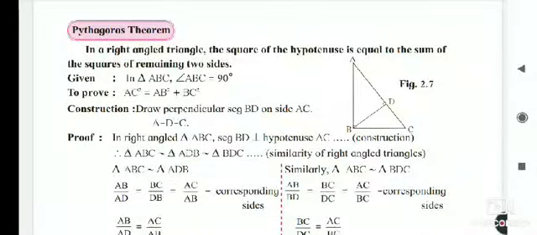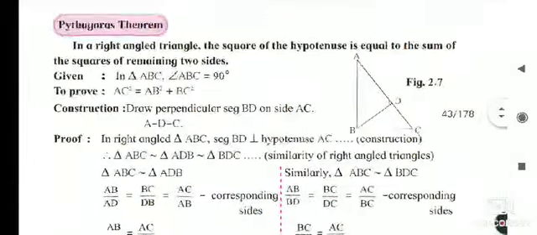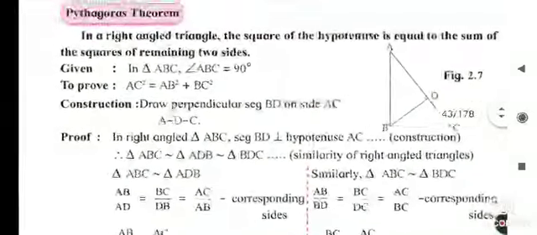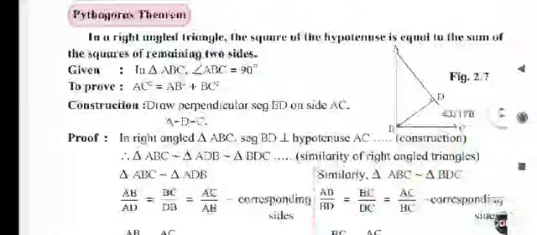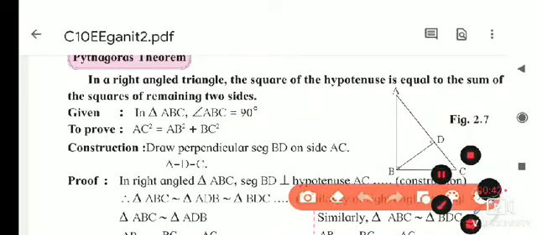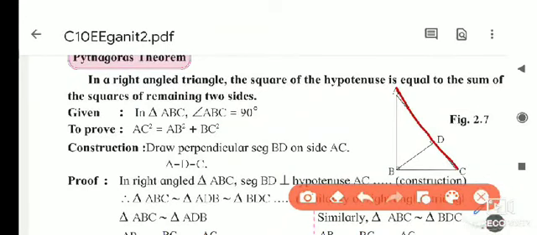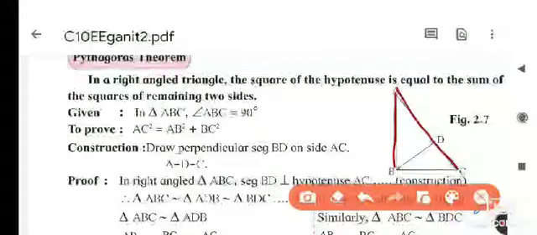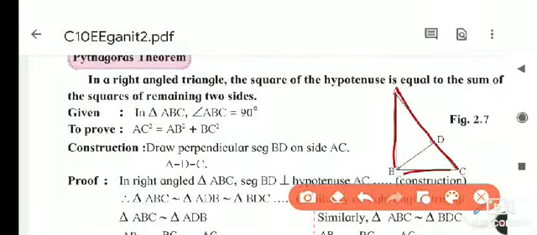As we all know, from lower classes we are studying this Pythagoras theorem, and the statement of the Pythagoras theorem is: in a right angle triangle, the square of hypotenuse, meaning AC square, is equal to the sum of squares of the remaining two sides, meaning AB square plus BC square. Okay, that we had studied, we used it so many times, but today we will see how it is proved.